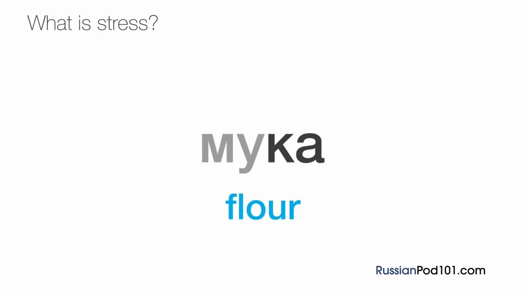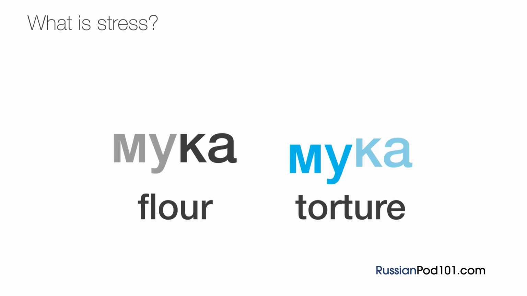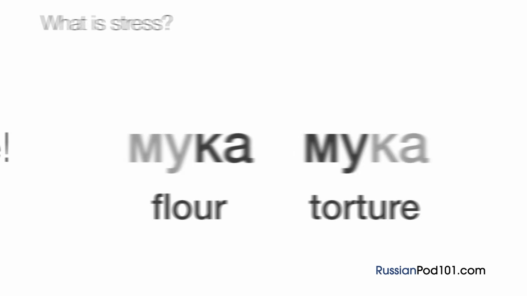Consider the word for flour in Russian. Мука. Notice how the final syllable is emphasized. Мука. If we were to stress the first syllable instead, Мука. the meaning changes completely, and we get a new word. Мука. Both words are exactly identical. The only thing that differs between them, however, is their stress. As you can see, the incorrect placement of stress can lead to dire misunderstanding. Therefore, it's incredibly important to recognize where the stress is placed when learning a new word.